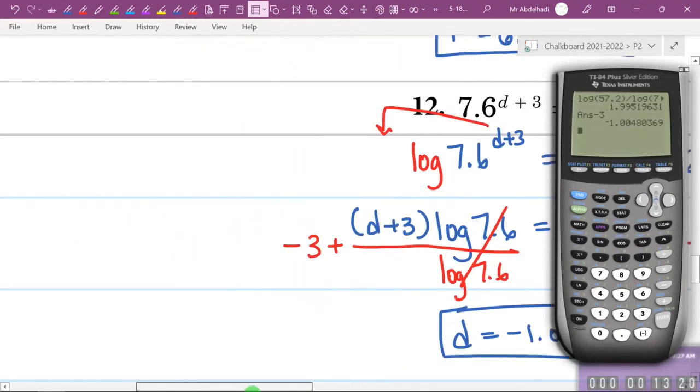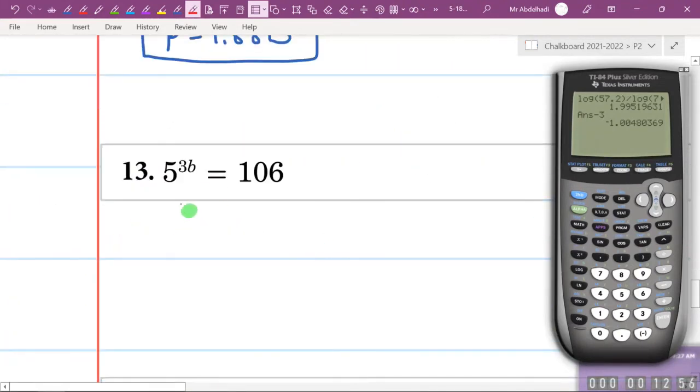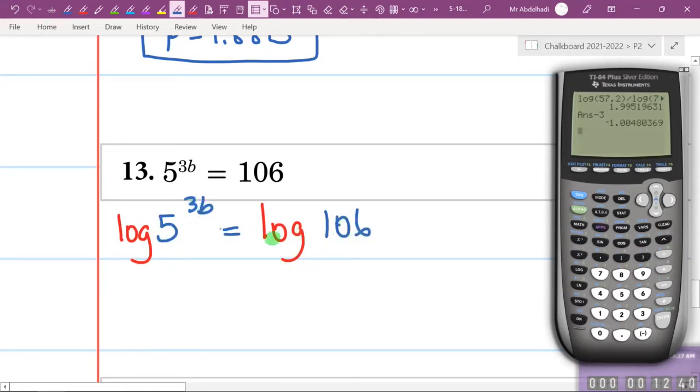Okay, moving on to number 13. We got ourselves another situation where the bases can't be matched because there's no common base for 5 and 106. So I'll take the log of both sides. The rest of it remains the same. And now I can bring this 3b down using the power property of logs. So now I got 3b log 5 equals log 106.